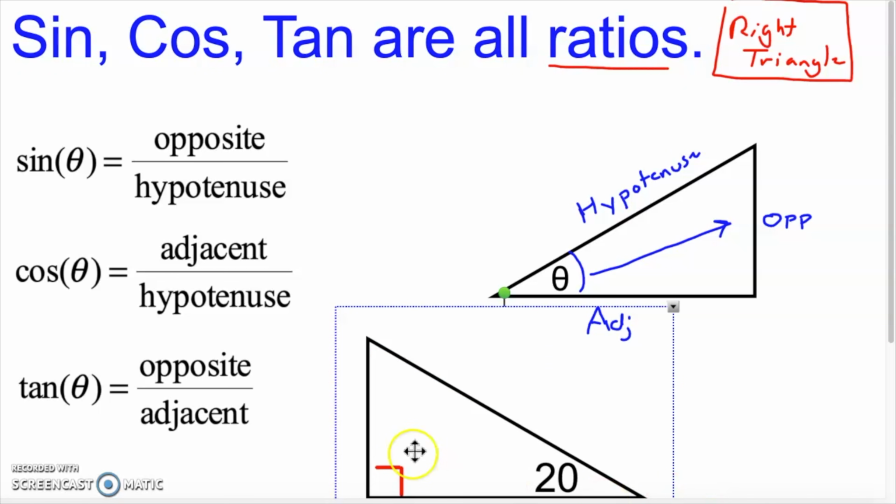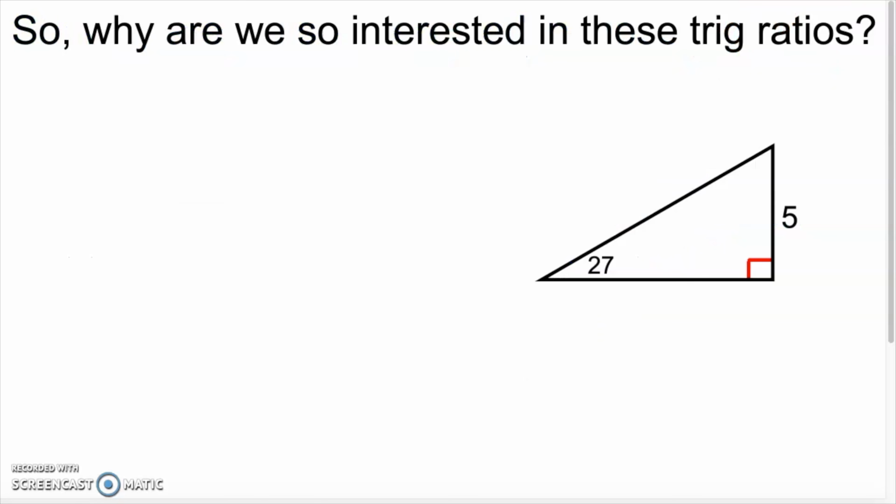So why do we care about these ratios anyway? Well, since they don't change, they're the same for any right triangle. If I have a right triangle with, say, a 27-degree angle here, and this side is 5, and I want to know the length of this side, I can actually figure that out. Take a minute to realize that you could not figure that out at the moment. We need something else. Pythagorean theorem won't work because I don't have this other side. But here's what I can do.